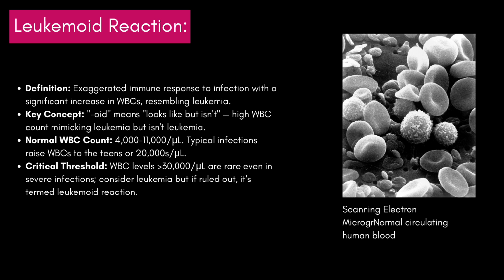Normal WBC count: 4,000 to 11,000 per microliter. Typical infections raise white blood cells to the teens, or 20,000s per microliter. Critical threshold: white blood cell levels greater than 30,000 per microliter are rare even in severe infections. Consider leukemia, but if ruled out, it's termed leukemoid reaction.